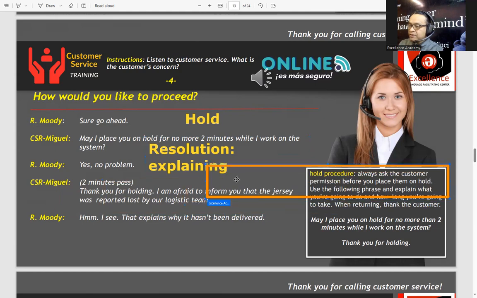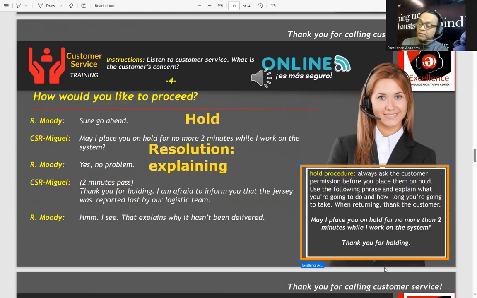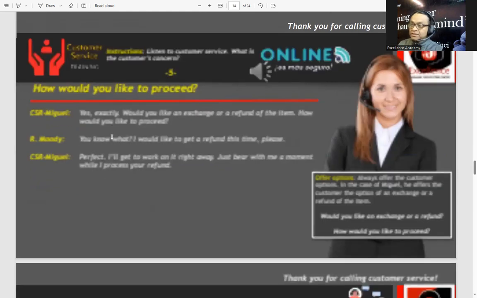On this side, we got a note on the hold procedure. Always ask the customer permission before you place them on hold. Use the following phrase and explain that you're going to do what you're going to do and how long you're going to take. When returning, thank the customer. For example, may I place you on hold for no more than 2 minutes while I work on the system? When you return, thank you for holding. So that's an important part of the resolution part. Let's go to screen number 5.